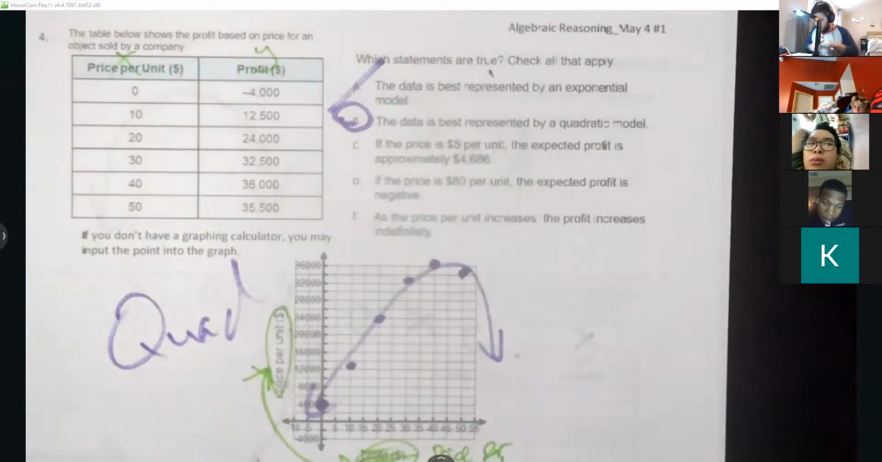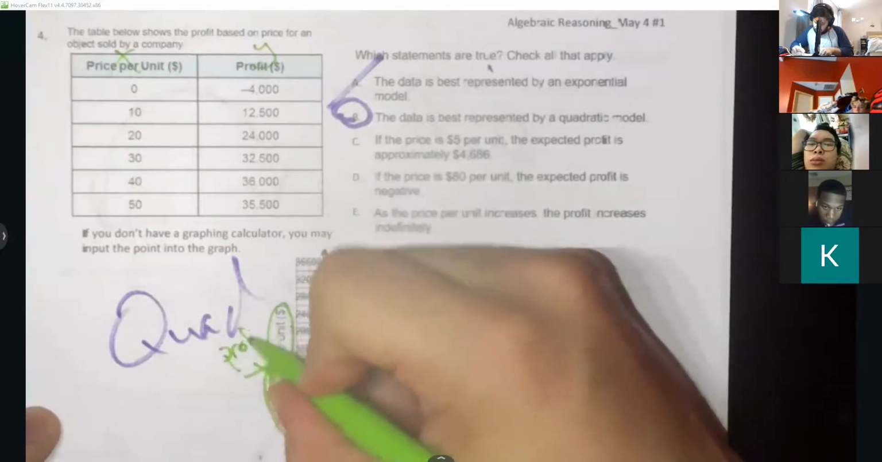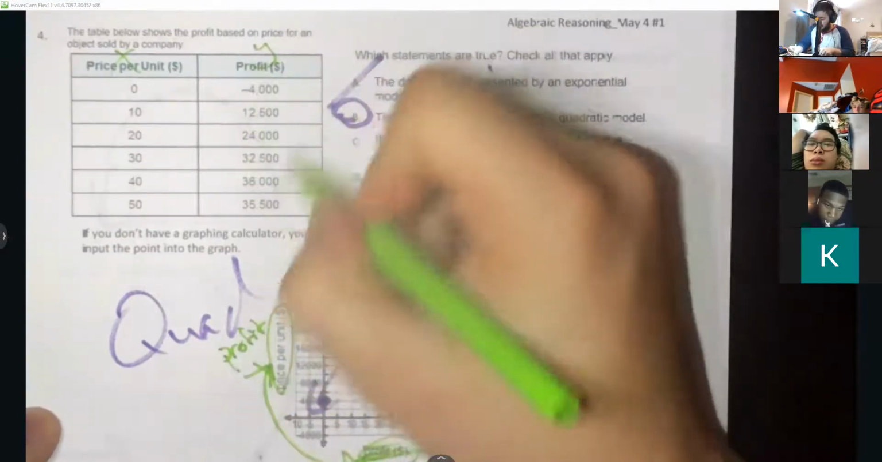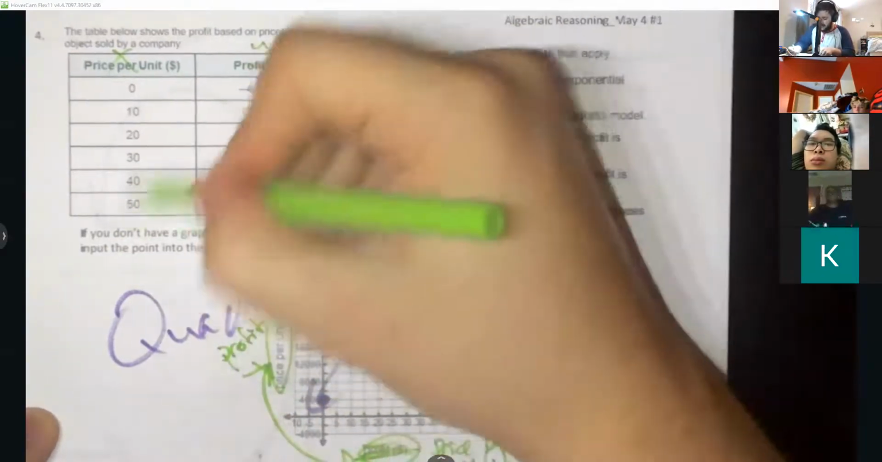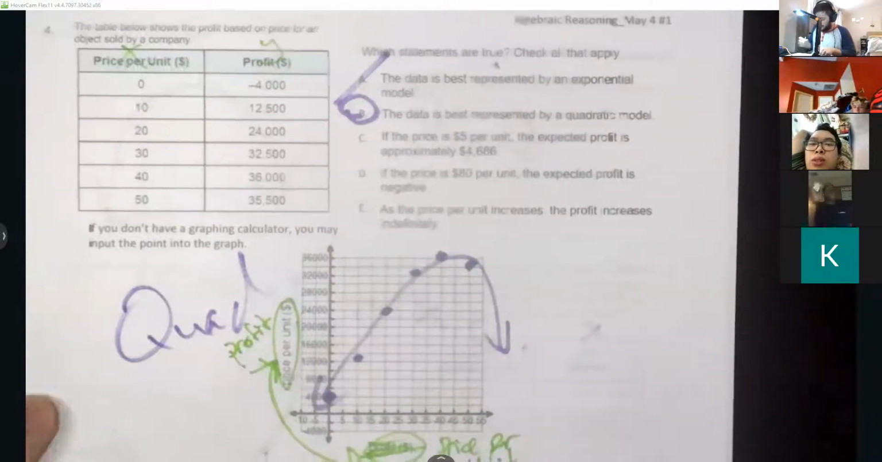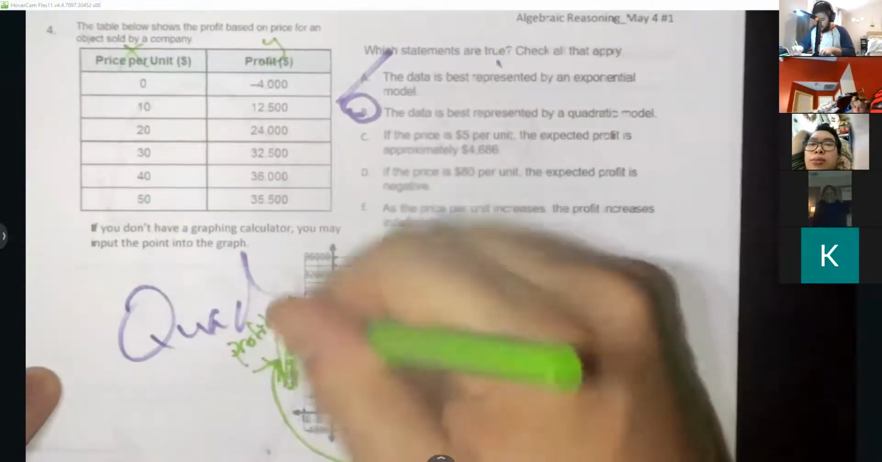But this should be profit over here, right? Because these are the big numbers. Big numbers on the Y. Little numbers, those ones are on the X. So I think they flipped those around. So let's just do that real quick.